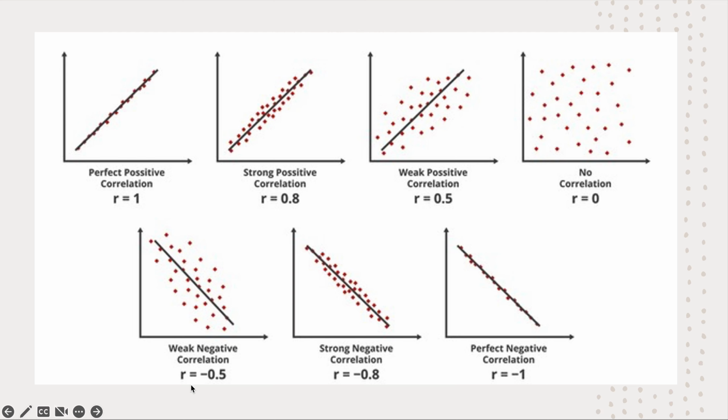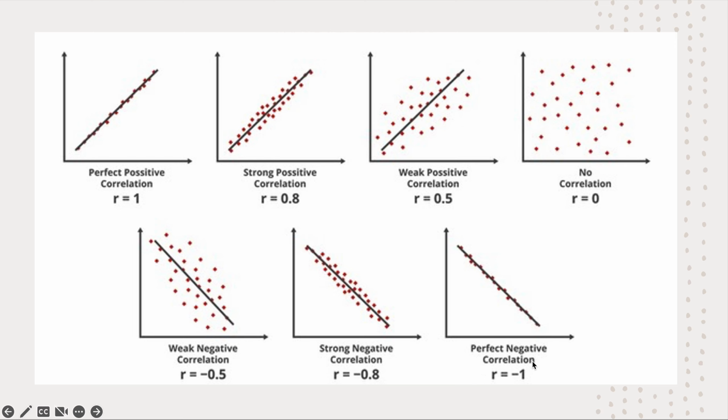Minus, anytime you get a minus value, it's a negative correlation. So -0.5 is going to be a weak negative correlation. -0.8 is a strong negative correlation. And then perfect correlation is going to be -1, perfect negative correlation.